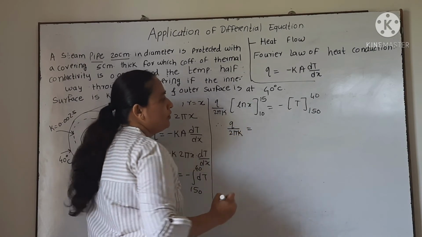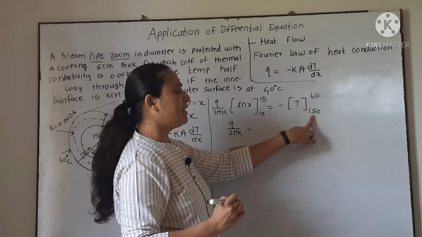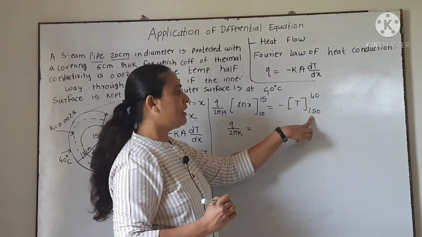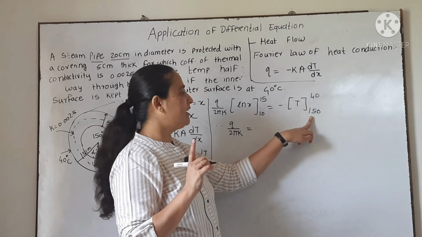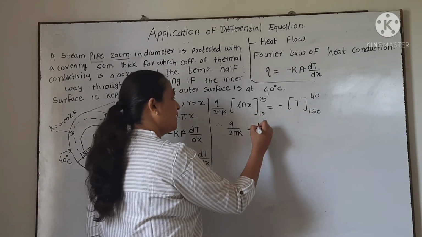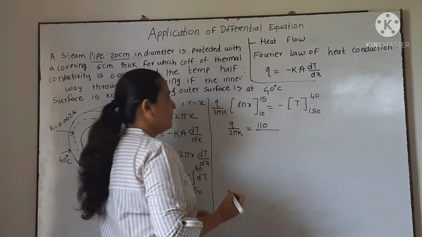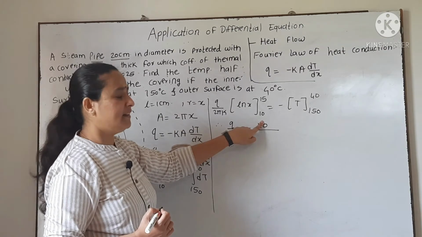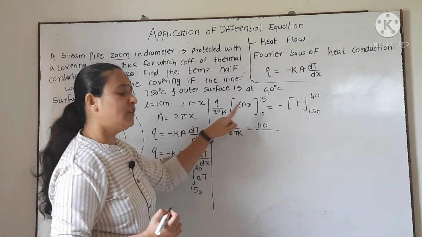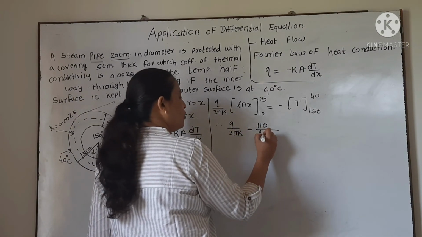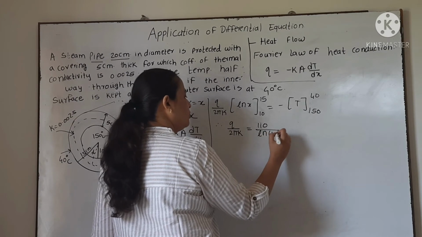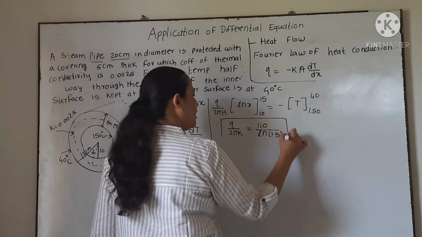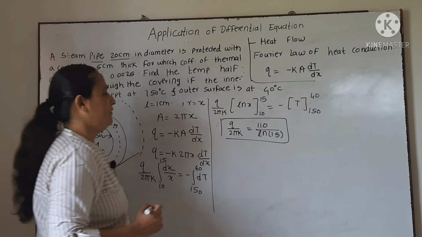That is equal to, if you apply limits here, 40 minus 150. 40 minus 150 is minus 110, and with this minus, that is 110 upon, if you apply limits here, ln of 15 minus ln of 10, that is ln of 15 by 10. 15 by 10 is 1.5. So this is ln of 1.5. If you calculate this value, we will use this value directly.